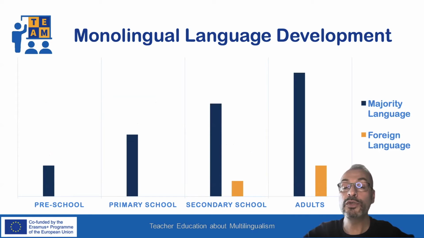With these figures, I will illustrate the difference between monolingual language development and language development in heritage speakers. This figure shows a typical progress in monolingual language development. Children are exposed to a language at home and they start developing it. The blue bars illustrate the level of proficiency in the native language over time in preschool, primary and secondary school, and when they are adults. With age, the language proficiency grows over time. The orange bars illustrate their proficiency in a foreign language they start learning in secondary school.